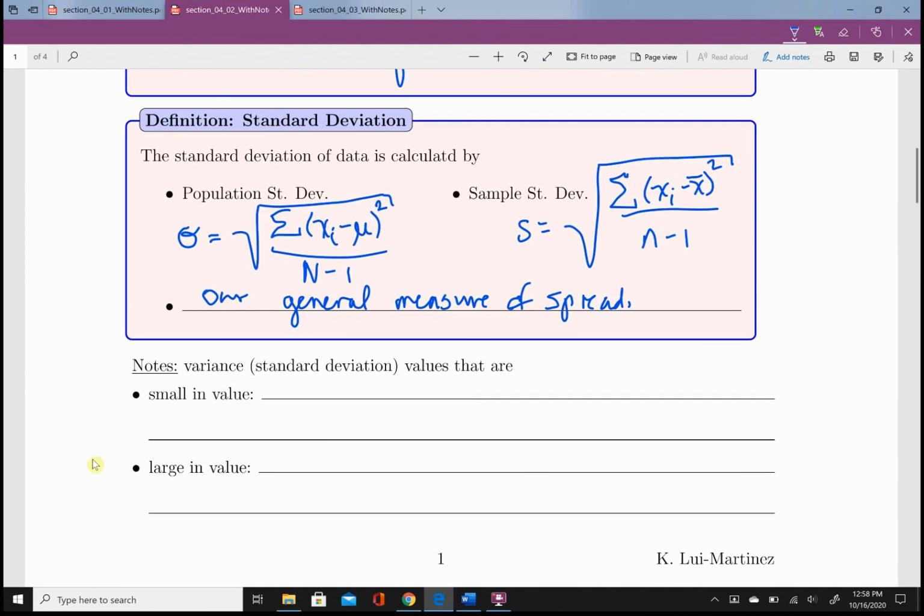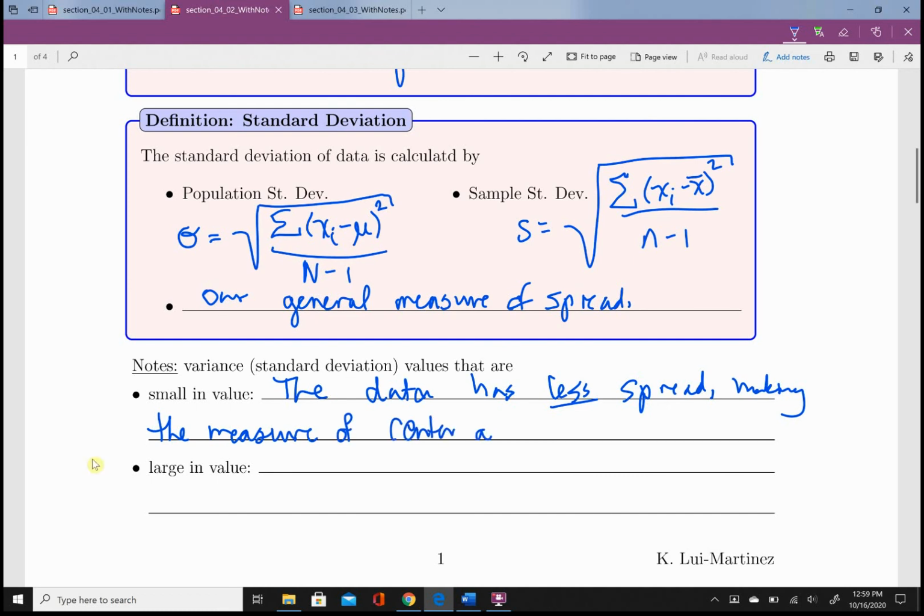Okay, so some things to note about relative sizes of standard deviation. If the standard deviation is small in value, then that means the data has less spread. I kind of alluded to this already. Making the measure of center that we choose a more typical value.